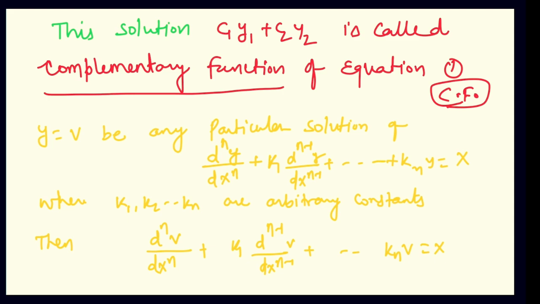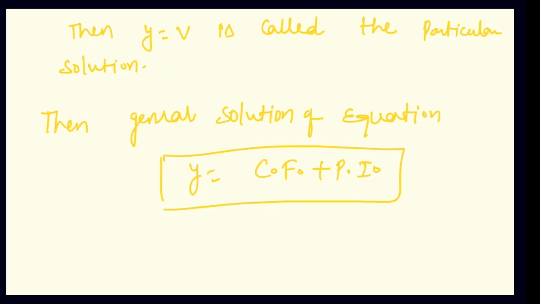Okay, if our X equals 0, then we can find the complementary function. If X does not equal 0, for the right side, let us suppose that y equal to v is any particular solution of this differential equation. So in this condition, y equal to v is a solution of this differential equation. We call y equal to v the particular solution.